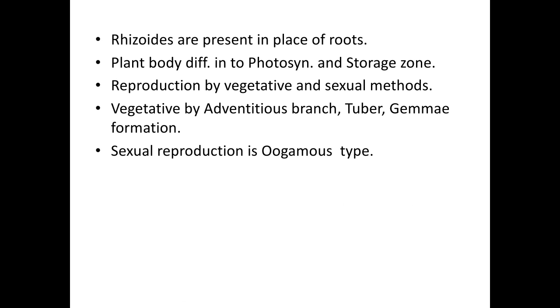Then the gemma body formation. These gemma bodies are present on the dorsal side of the thallus of the Marchantia plant. It consists of a gemma cup, which contains a large number of lens-shaped bodies known as gemma bodies. The gemma body detaches from the gemma cup, and when it falls on moist soil, at that time it develops into a new bryophytic plant. In this way, vegetative reproduction takes place by gemma body formation.